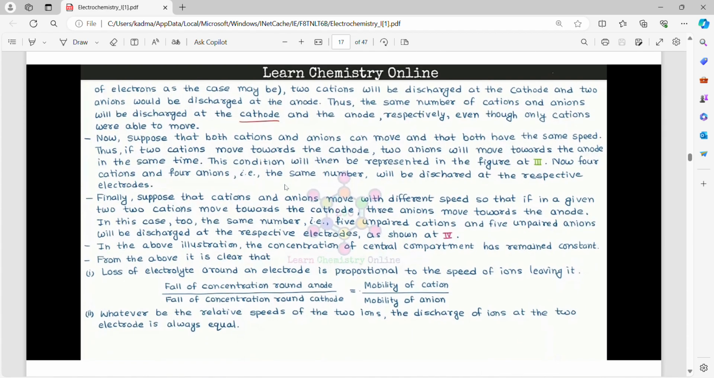Two cations will be discharged at the cathode and two anions will be discharged at the anode. Thus the same number of cations and anions will be discharged at the cathode and anode respectively, even though only the cations were able to move. Now suppose that both the cations and anions can move and that both have the same speed. Thus if two cations move towards the cathode and two anions move towards the anode in the same time, the condition will then be represented in the third figure. Now 4 cations and 4 anions, the same number, will be discharged.